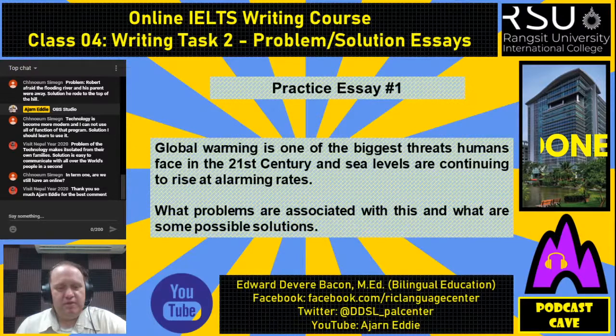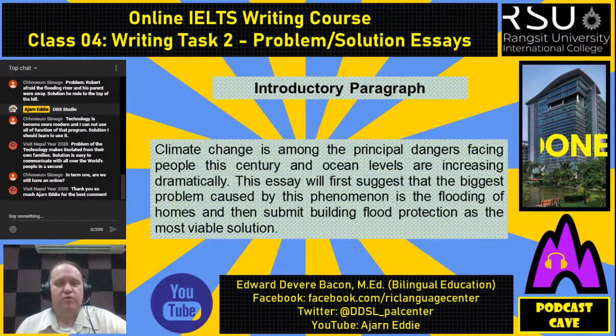So let's look at the sample essay. This is the introductory paragraph. Climate change is among the principal dangers facing people this century, and ocean levels are increasing dramatically. This essay will first suggest that the biggest problem caused by this phenomenon is the flooding of homes, and then submit building flood protection as the most viable solution.